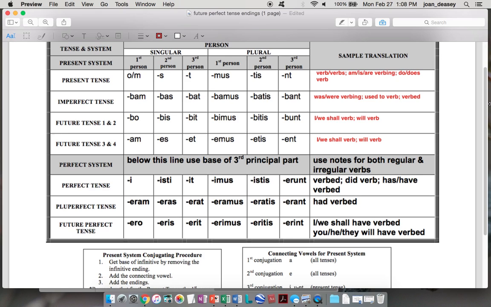Bo, bis, bit, bimus, bitis, bunt, future tense for 1 and 2 with a knick-knack, paddywhack, get yourself an A. Learn these endings right away. Ace, et, amus, atis, ent, future tense for 3 and 4 with a knick-knack, paddywhack, get yourself an A. Learn these endings right away.